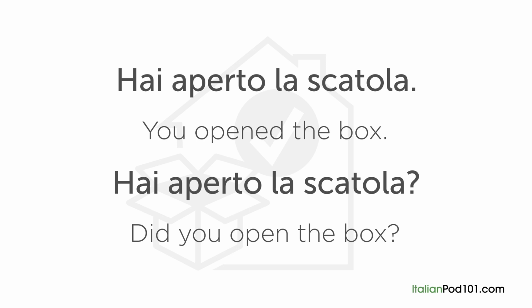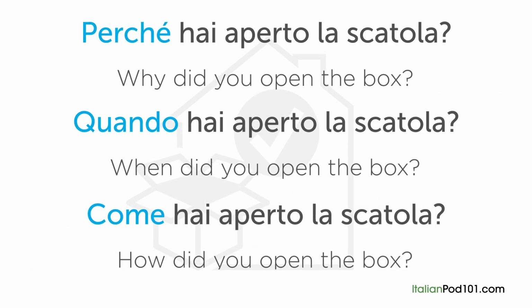If you want to be a little more specific, simply add the question word in front of the question. For example, perché means why. Perché hai aperto la scatola? Quando means when. Quando hai aperto la scatola? And come means how. Come hai aperto la scatola? Now you know how to create questions in Italian.